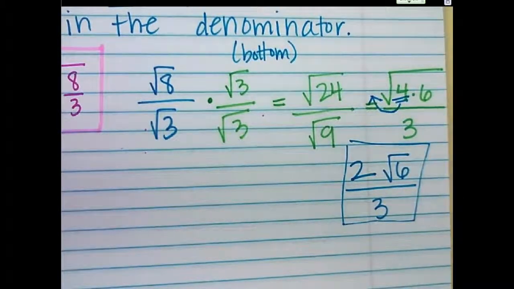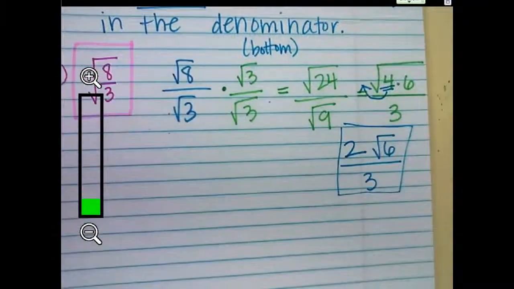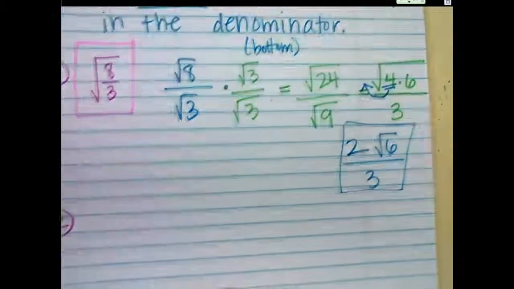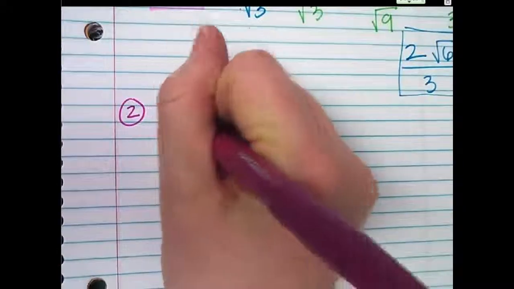Okay, let's do number 2. Square root 5 over 8.